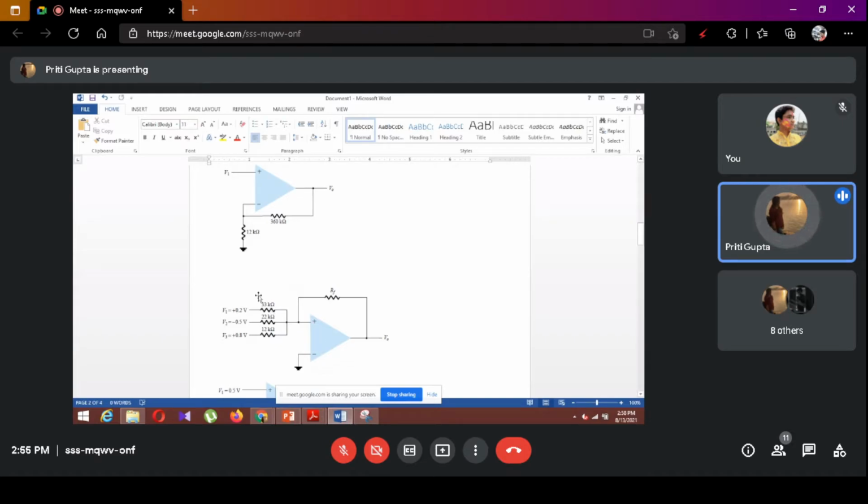At first find out I1. Just write down the total formula. V output equals minus RF, inside the bracket, V1 divided by R1, 0.2 divided by 33, minus 0.5 divided by 22, plus 0.8 divided by 12. Calculate this and tell me what is the value of V output.